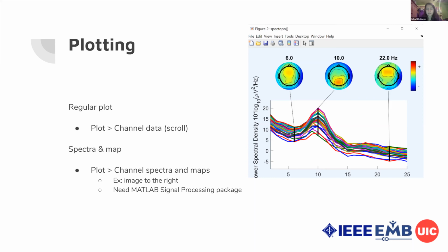The only thing with that is, I think it needs the MATLAB signal processing package. I think that's supposed to come with downloading EEGLAB, but I'm not quite sure. So that's something we'll touch base on either next week or the week after. I forget who is presenting next week, but they'll have more information then. For the rest of this tutorial and the previous two tutorials, we're just working with the regular plots. So you're going to do plot, channel data scroll.